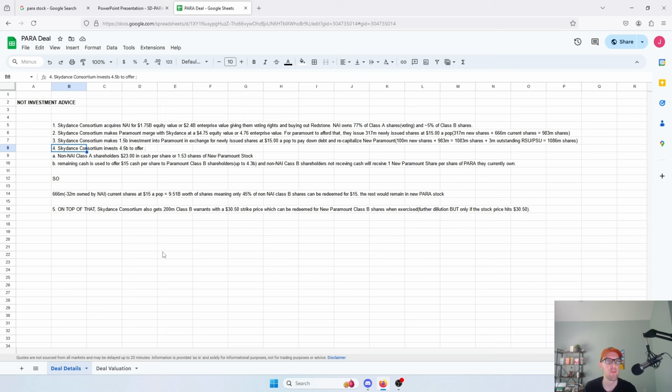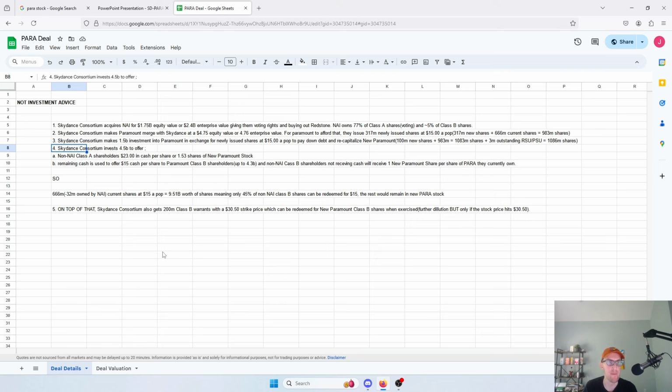Then they have that $4.5 billion left. They use that to offer Class A shareholders $23 per share or 1.53 shares of New Paramount stock. I'm assuming most of them will take $23. That leaves you with about $4.3 billion left, so that remaining cash is used to offer $15 cash per share to PARA shareholders, and those non-NAI Class B shareholders not receiving cash will receive one New Paramount share for the share of PARA they currently own. So essentially nothing will happen if you just say no to the cash. You'll retain PARA, but it will just be this merged entity instead of just Paramount on its own.